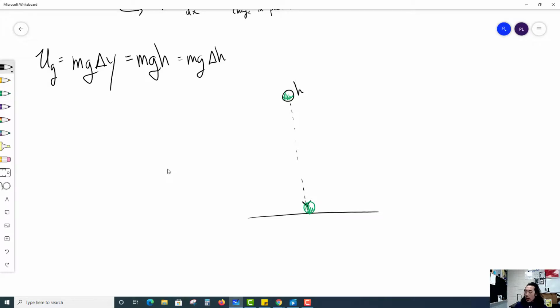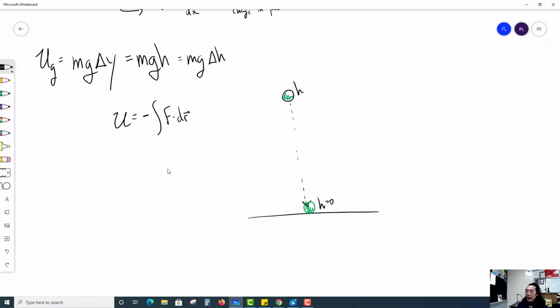So we can call that a height of 0. All right, so let's set up our calculus. I am here to tell you that U is equal to negative integral of F dot dx, or we can even say F dot dr. I'll do F dot dr because we're using the y-axis. Okay, so let's set our constraints.